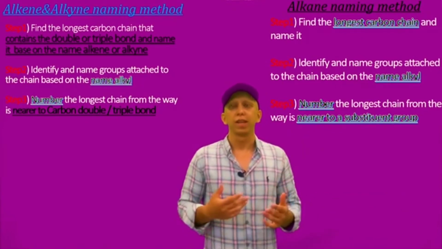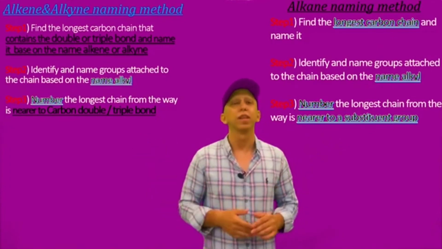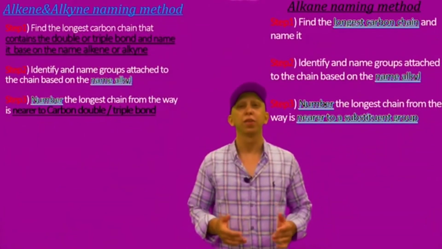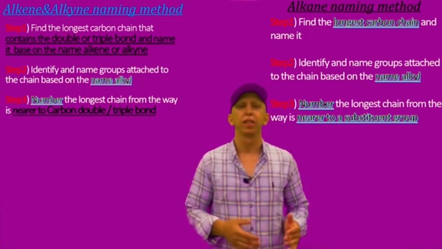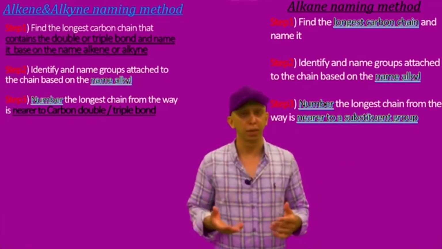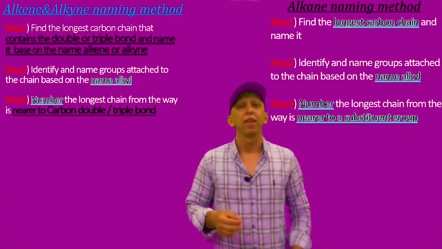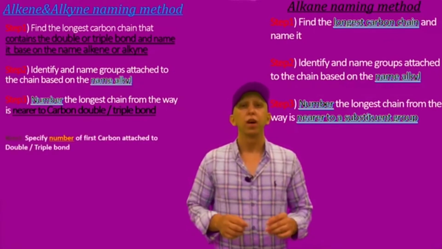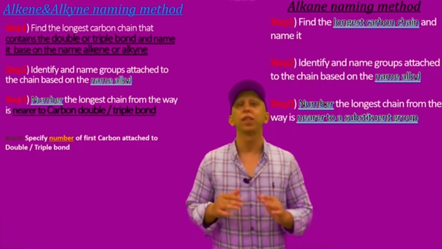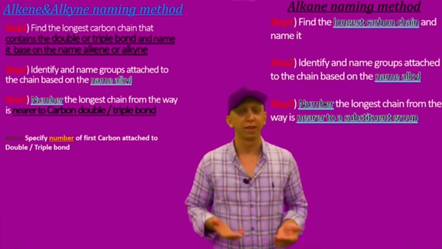To understand these differences better, we show the steps in examples. We also have to consider one note that we didn't have in alkanes. As we know, here we have double bonds and triple bonds. So when we want to write our main chain name, we have to write the number of the first carbon that is attached to the double bond. So it's time to have some examples.